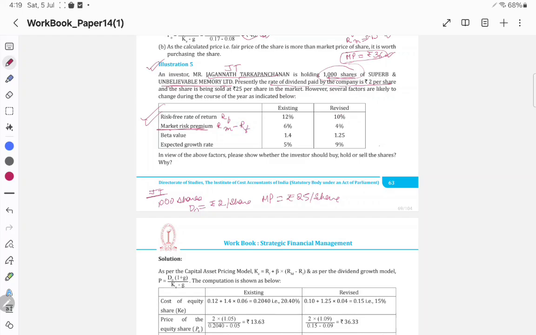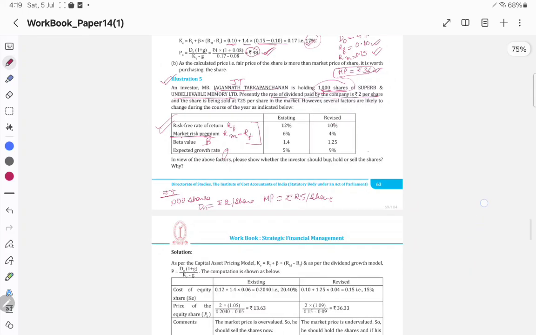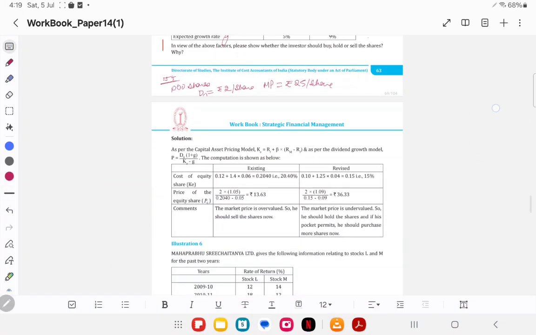What I told you, if you write it in the notebook, it will be easy for you to grasp the further questions. And in the exam, if you see this, do not panic. What does market risk premium mean? Because you are very much aware of it. Beta value is given and growth rate is given. So with these three you can easily calculate KE, that is cost of equity, which I think they have also calculated over here. Let's see in the solution.